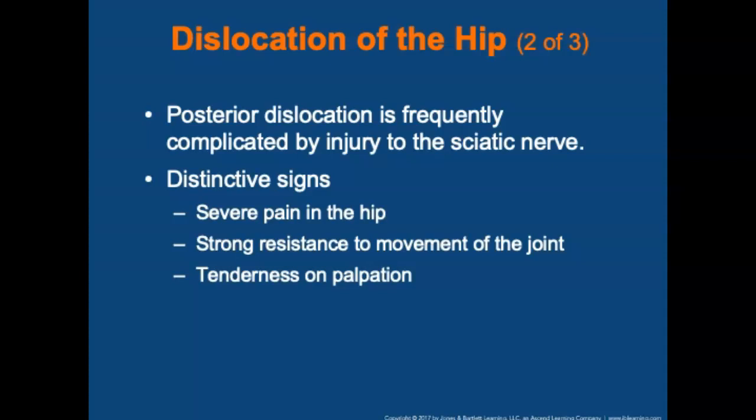And so dislocation of the hip is associated with very distinct signs. The patient will have severe pain in the hip and strongly resists any attempt to move the hip. The lateral and posterior aspect of the hip region will be tender on palpation. Occasionally, sciatic nerve function will be normal at first and then slowly diminish.